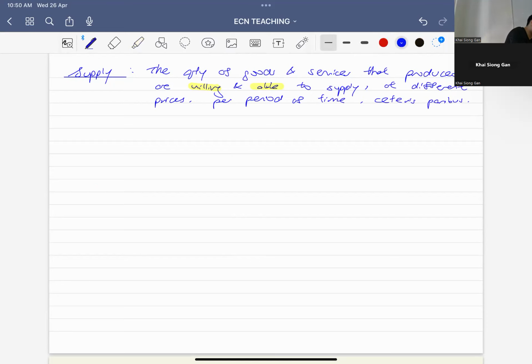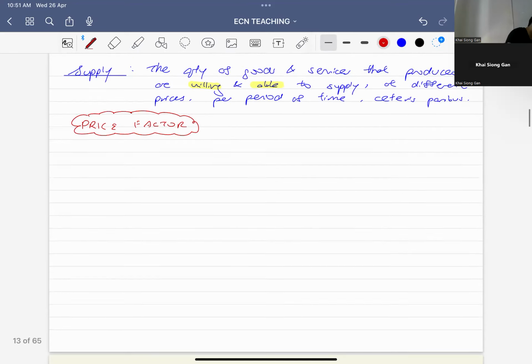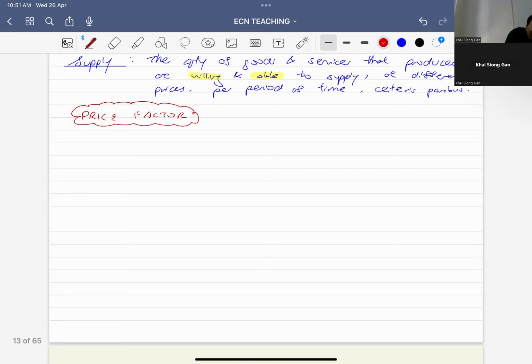Now, again, we are going to look into the price factor and non-price factor. First of all, when we talk about the price factor, we look into the price of the product itself. Again, we have a y-axis and x-axis: price in dollars, and quantity. When you talk about supply, you have to think yourself as the producer, from the perspective of producers.